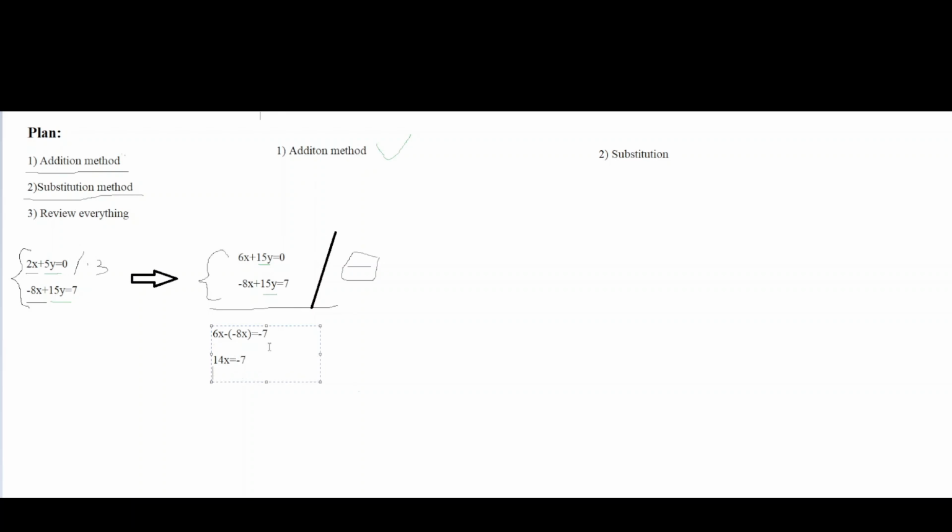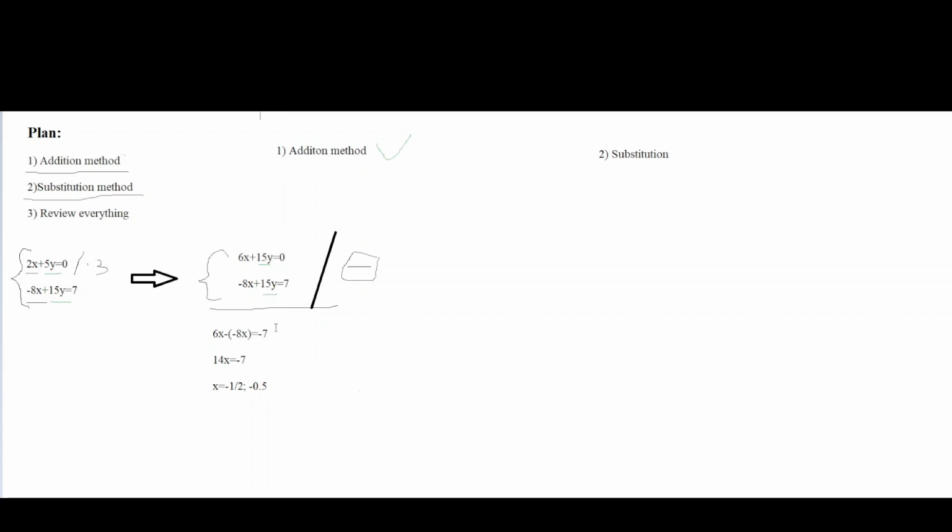So in order to find x, we just divide both parts by 14. So it becomes minus 1 over 2, or minus 0.5. Here we got our first x. x equals minus 1 over 2 or minus 0.5. So they're the same.